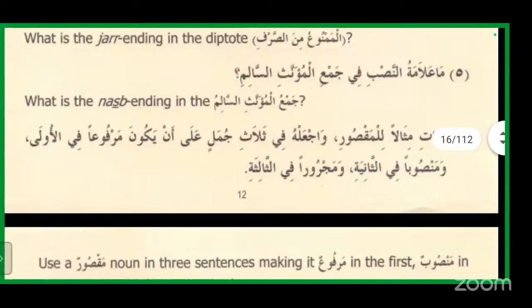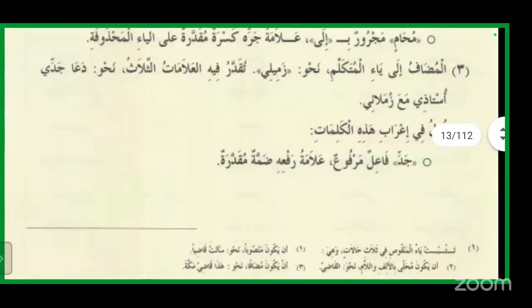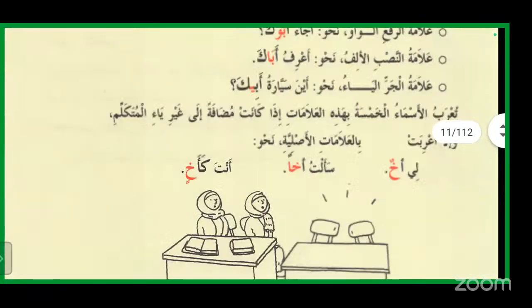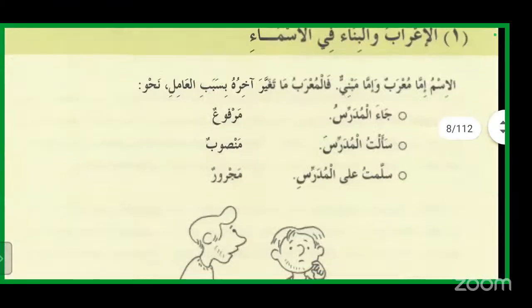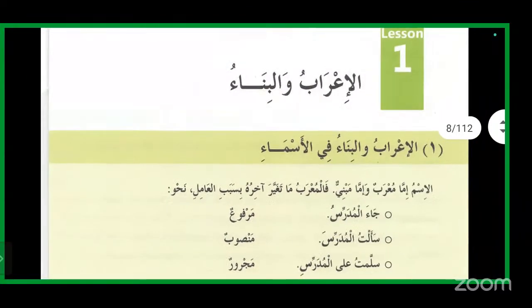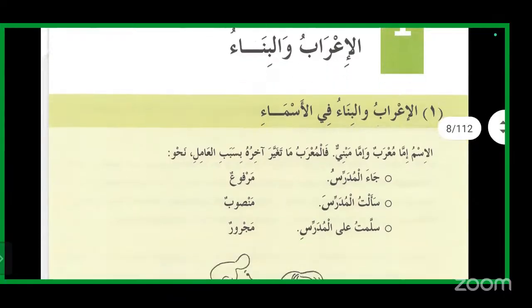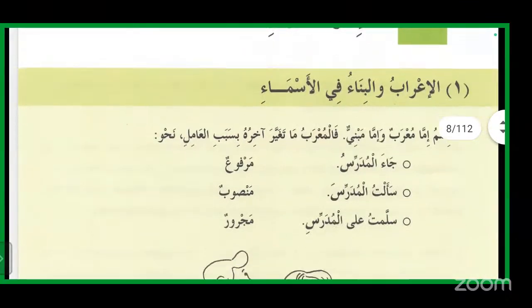What he has taught us in Arabic first, he is just translating it in a sense. Look at the first line of the first lesson: Al-i'rabu wal bina'i fil asma. It means declension and non-declension of the nouns, right? Declension of the noun, and bina.